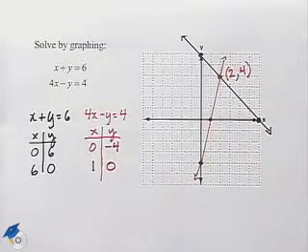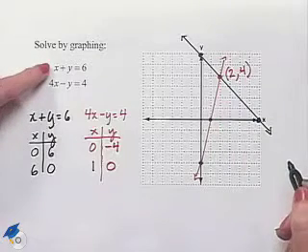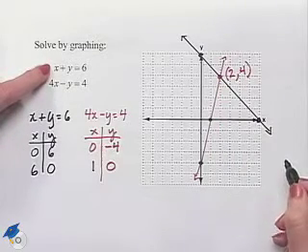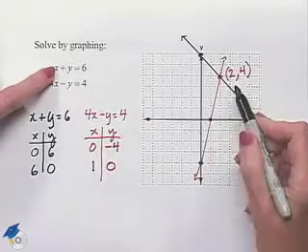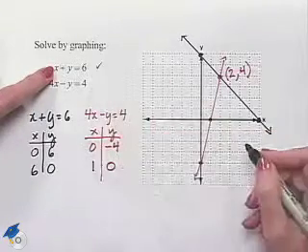We can quickly check this by substitution into our equations to make sure that this is correct. We can see easily that if we take 2 plus 4, we end up with 6. So it certainly checks with the first equation.